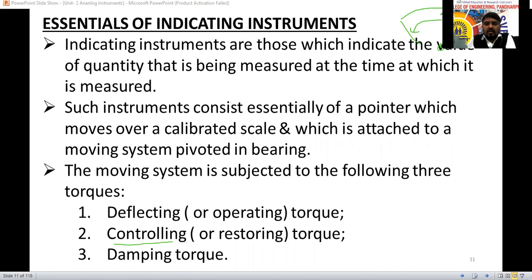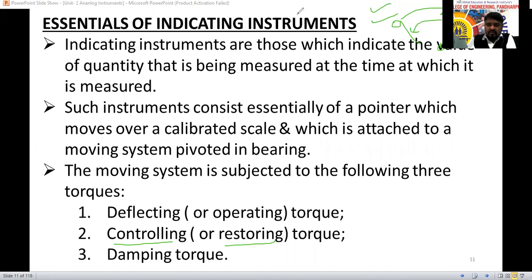So this controlling torque is also called as restoring torque. Restoring means normal original position, it will bring back to the 0 position here now. So that is called controlling torque we are going to call. So deflect operation करने के लिए deflecting torque चाहिए और restore करने के लिए हमको controlling torque चाहिए.